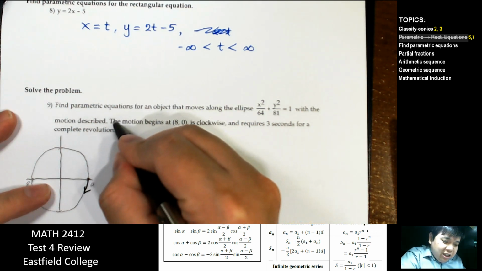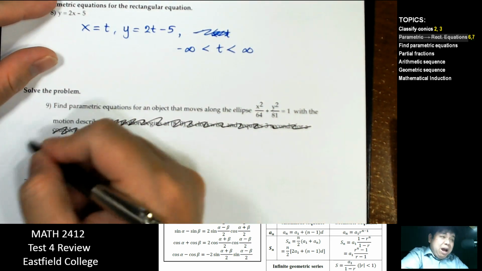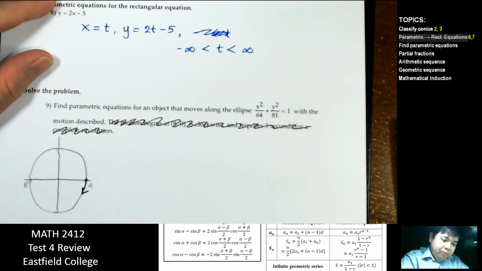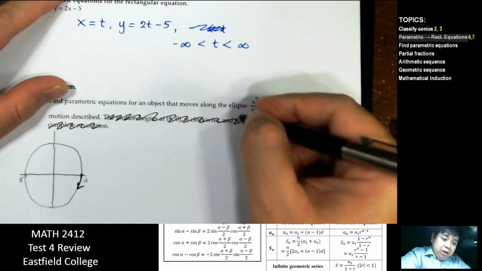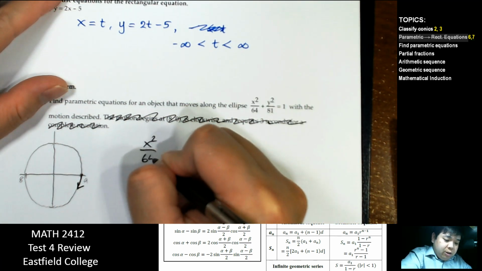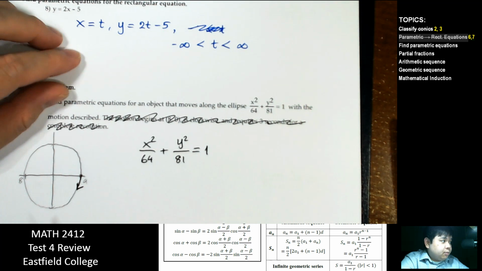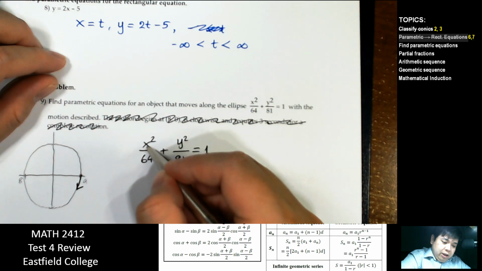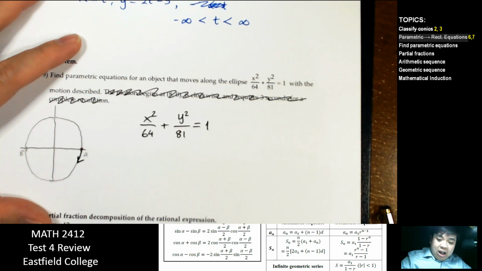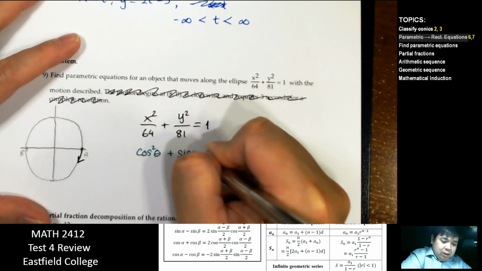Actually, let's ignore this condition. Just assume that somehow we get the ellipse. That would be fine. So it will get very complicated later. So for now, we have x squared over 64 plus y squared over 81 equal to 1. Kind of like this. We know that somehow we have to compare that to cosine squared and sine squared equal to 1.